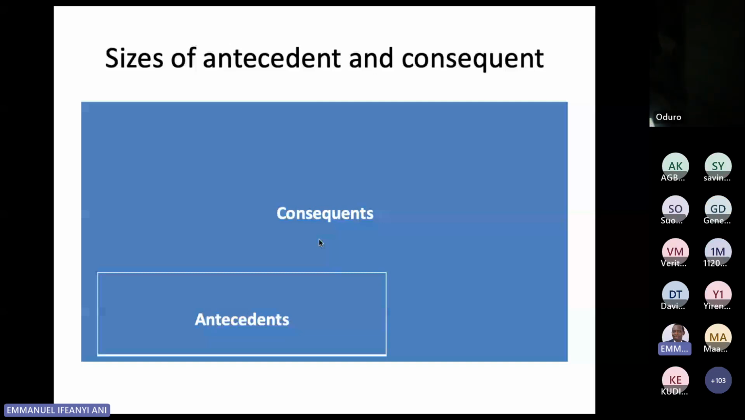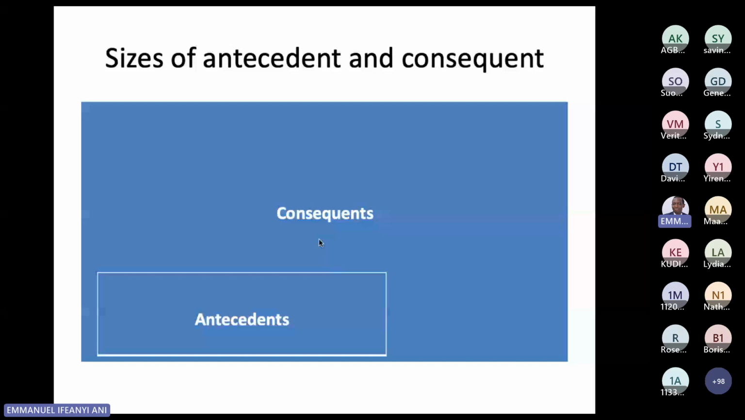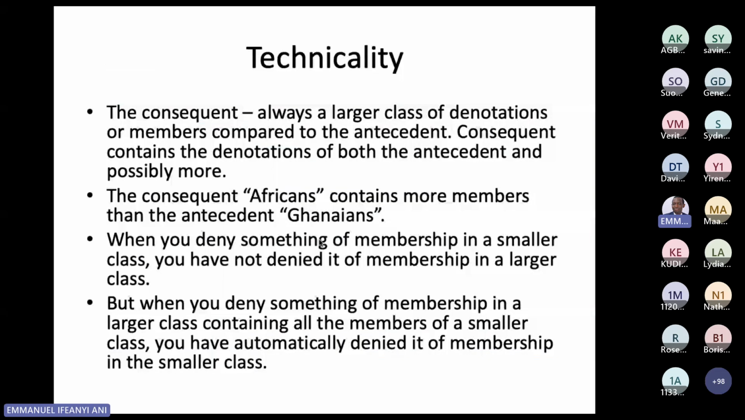So let's go back to the technicality. The consequent is always a larger class of denotations or members compared to the antecedent. The consequent contains the denotations of both the antecedent and possibly more. The consequent Africans contain more members than the antecedent Ghanaians. When you deny something of membership in a smaller class, you have not denied it of membership in a larger class. But when you deny something of membership in a larger class containing all the members of a smaller class, you've automatically denied it membership in the smaller class. So that one is modus ponens. We're coming to that. Based on this technicality, we can look at four kinds of deductive arguments.